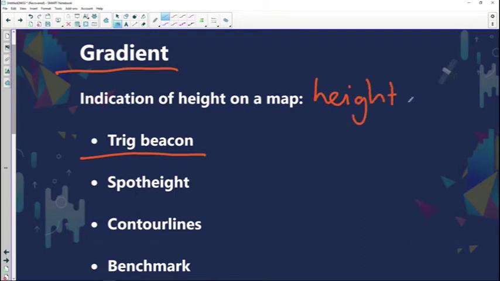Now, very importantly, when we show height, that equals altitude, we measure it in meters. For instance, let's say we go and climb Kilimanjaro. We don't say the summit of Kilimanjaro is 5.5 kilometers high in altitude. We refer to meters, 5,500, because the unit of kilometers is just too big to use. So we always express altitude in meters. To show us altitude, a trig beacon is the first example I can use.